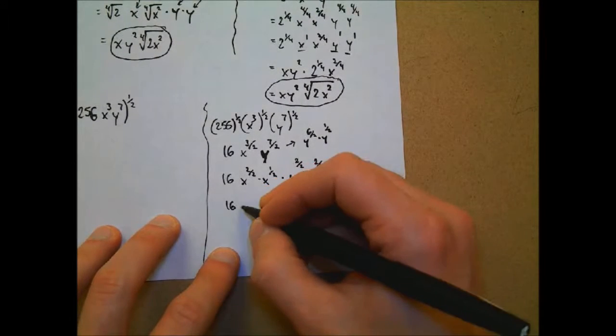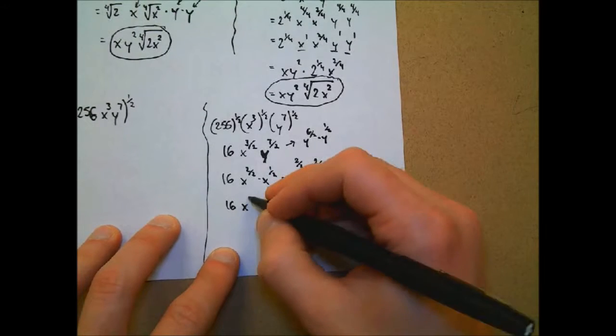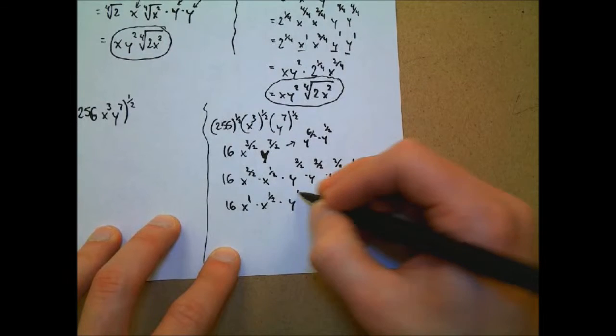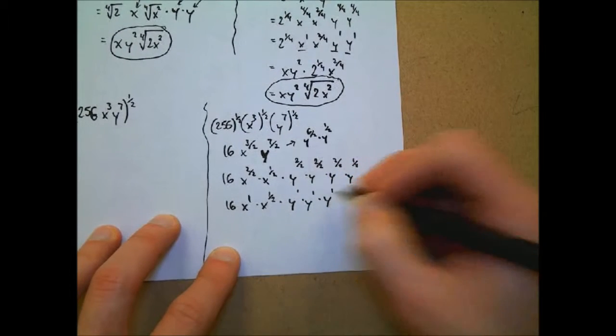Okay. So x to the 2/2 is x to the 1 there. Then we still have the times x to the 1/2. This is a y to the 1 times another y to the 1 times another y to the 1. And then we have y to the 1/2.